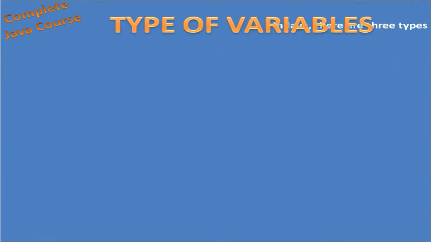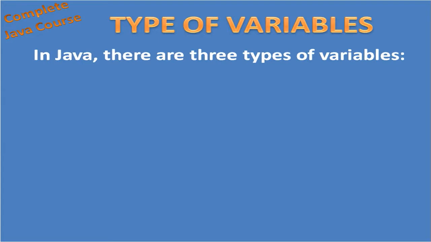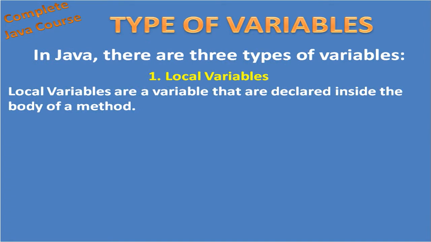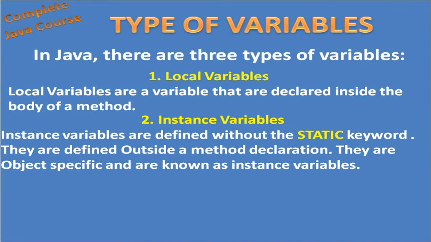Types of variables. In Java, there are three types of variables. Number one, local variables. Local variables are variables that are declared inside the body of a method. Number two, instance variables. Instance variables are defined without the static keyword. They are defined outside a method declaration. They are object specific and are known as instance variables.